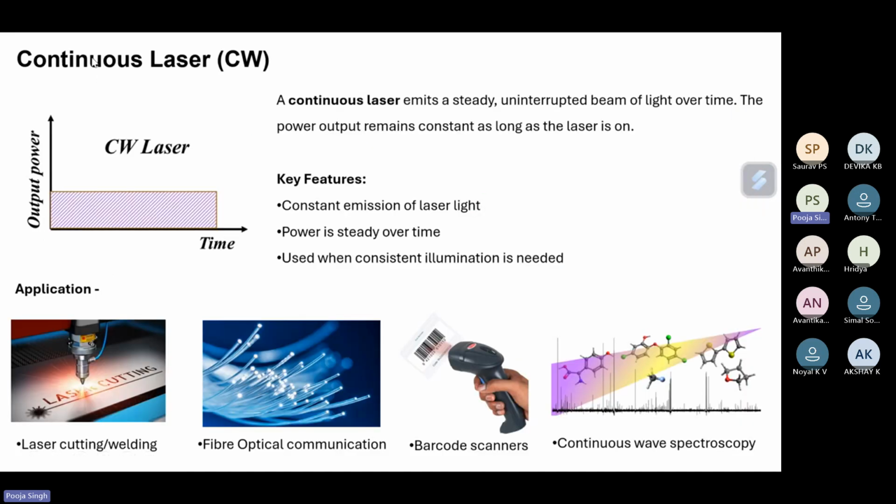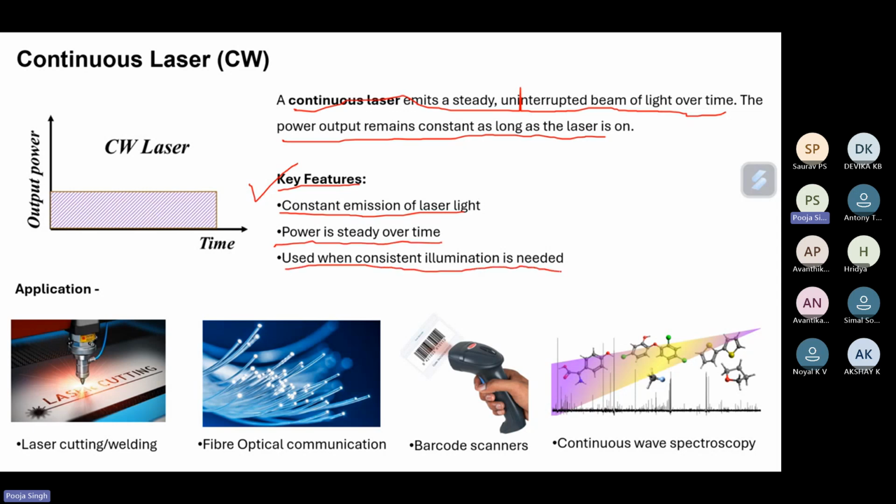So what is this continuous laser method? In a continuous laser, whatever power output comes is continuous, with the same intensity and same power over time, not changing at all. A continuous laser emits a steady and uninterrupted beam of light, and the power output remains constant as long as the laser is on. The important features are constant emission of laser light and steady power over time, used when consistent illumination is needed.